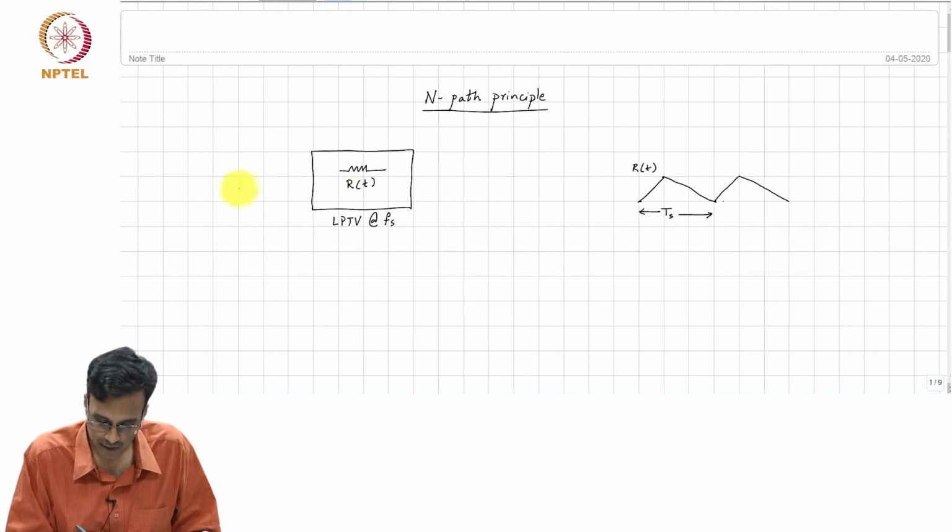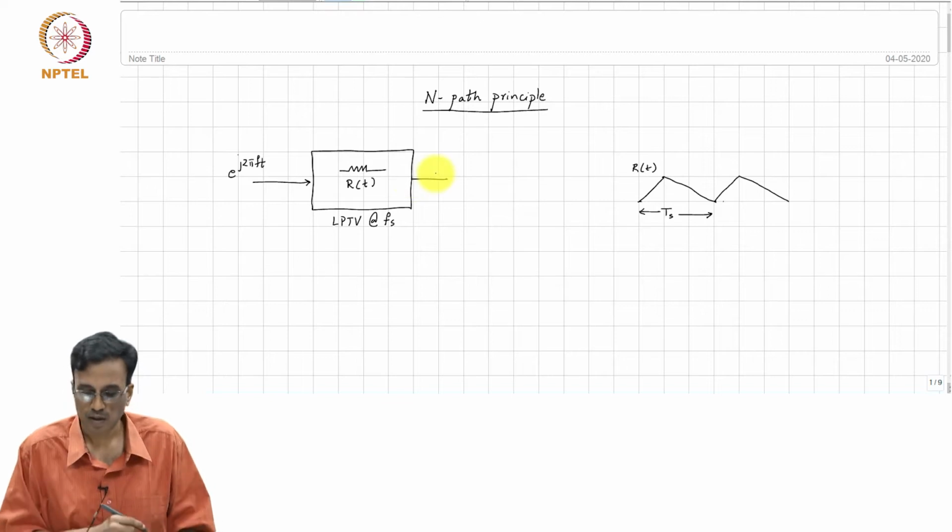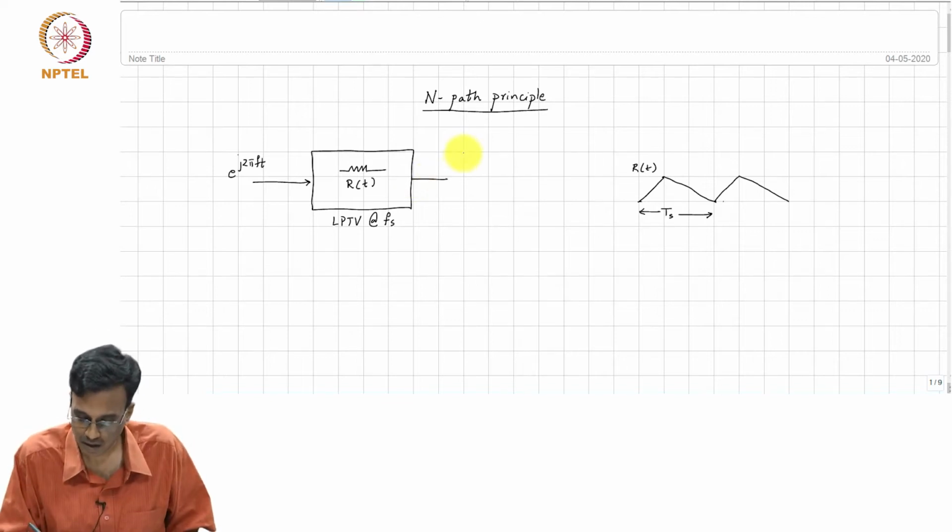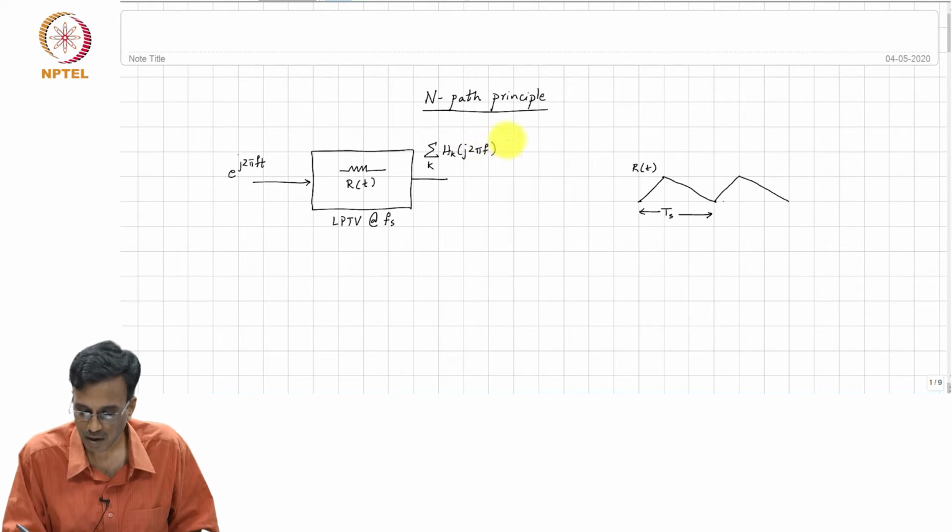and if we excite the system somehow with an input e to the j 2 pi f t, as we saw yesterday, the output will simply be something of the form sum over k of h sub k of j 2 pi f times e to the j 2 pi (f plus k f s) times t.